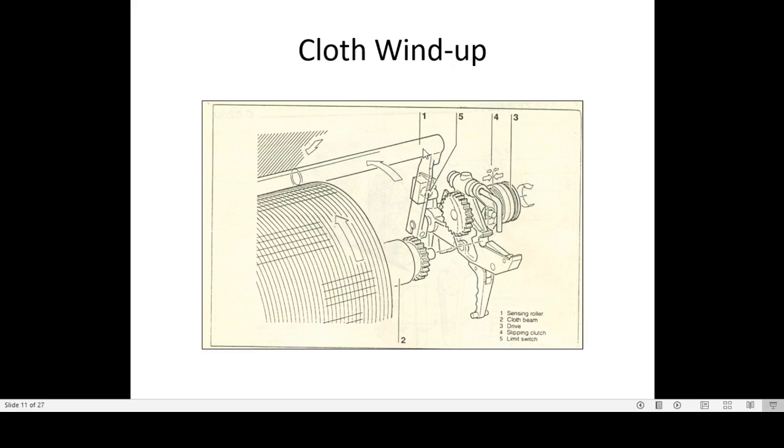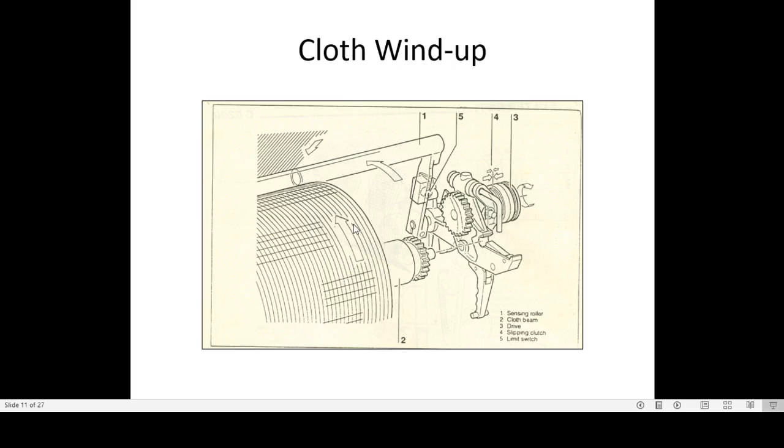As this sensing roller moves upward, it presses this fixed clutch more, and more drive will be transferred to this cloth roller. So as the diameter increases, the sensing roller goes back, the clutch is engaged more, and the speed of this cloth roller increases.